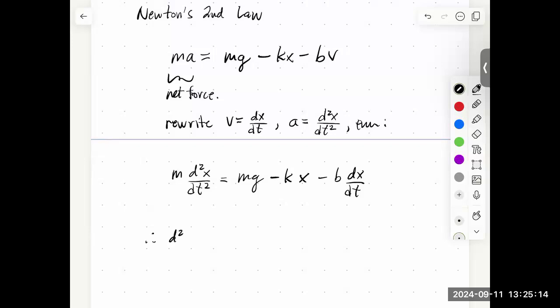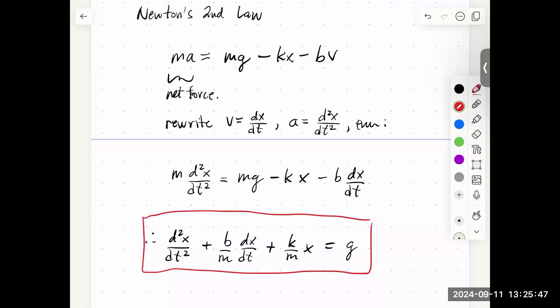So we have d2x dt2. And then we're going to bring over the drag force, plus b dx dt, but we have to divide by the mass. And then we'll bring over the spring force, so plus k over m, and then we have x. And then that has to be equal to mg, but we're going to divide by the mass so that m cancels. And so what we have now is this equation B.